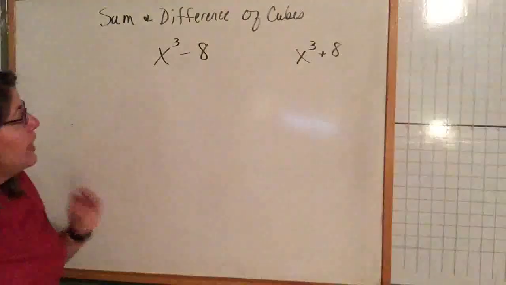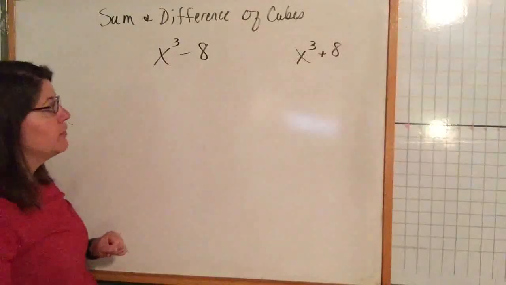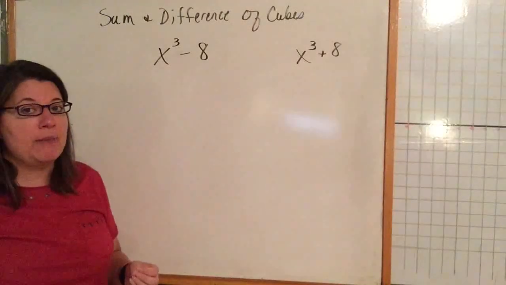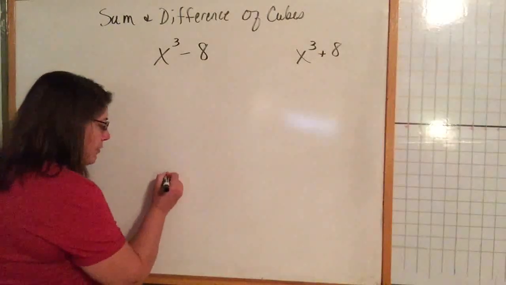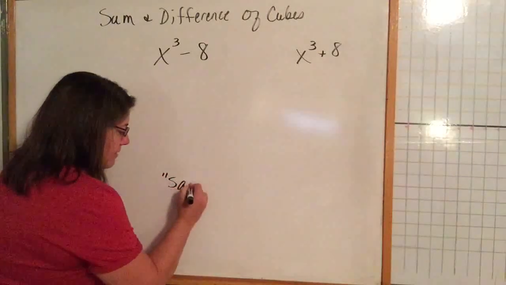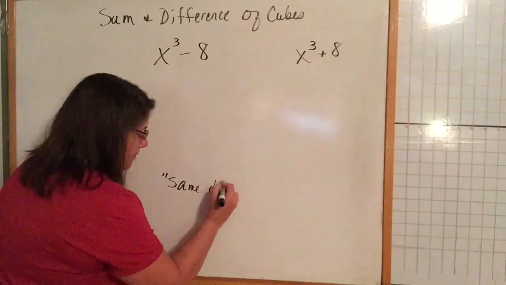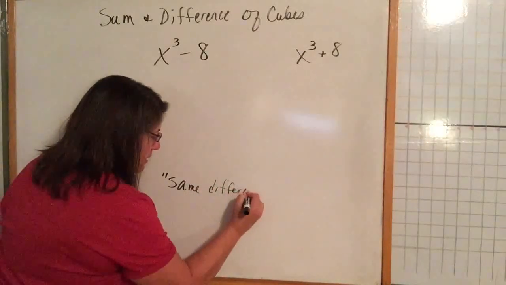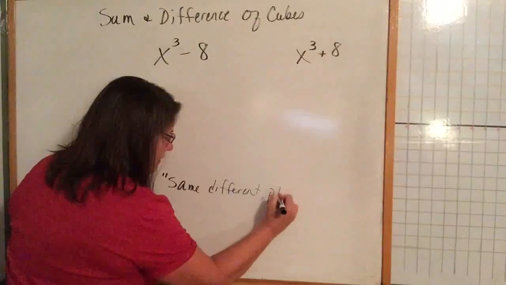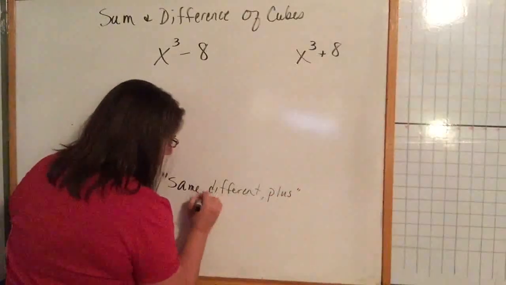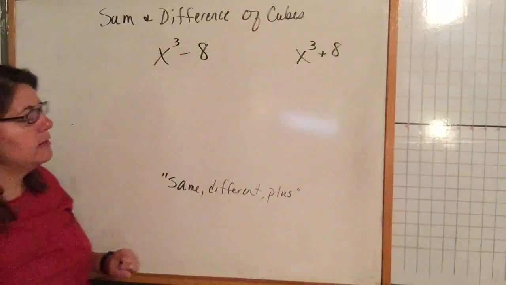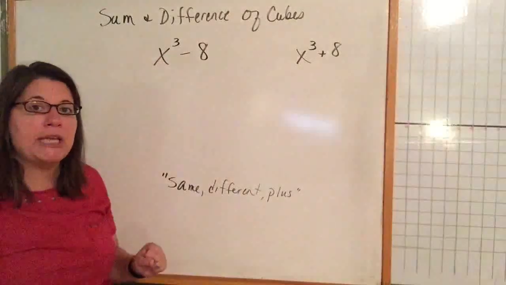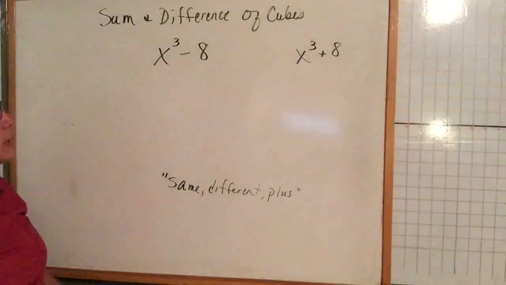Okay, now to factor difference or sum and difference of cubes, the method is the same for both of them. There is just a little phrase that you need to memorize. And that phrase is same, different, plus. If you can remember that phrase, the rest of factoring difference and sum and difference of cubes is pretty easy. Okay? So here's what we're going to do.